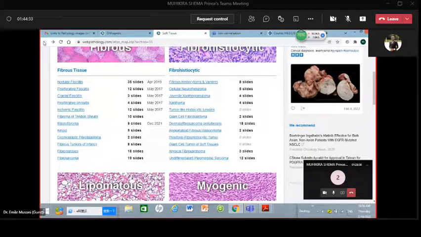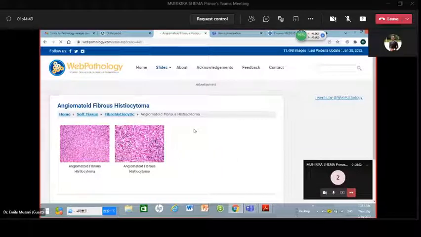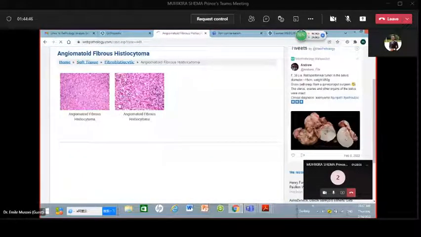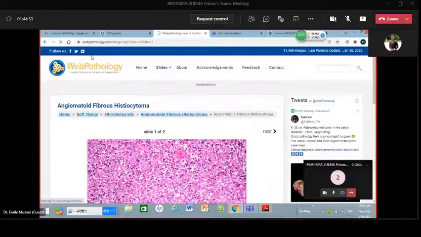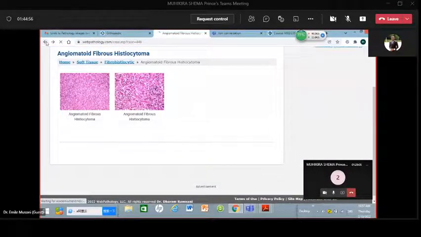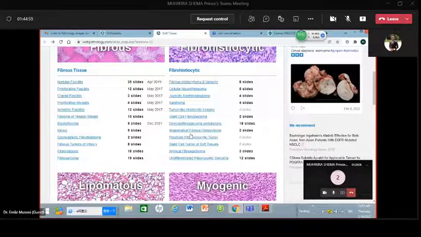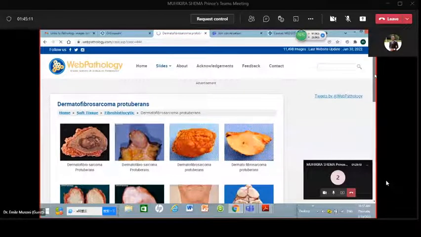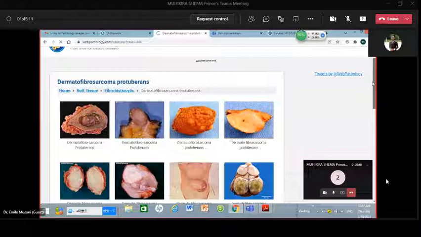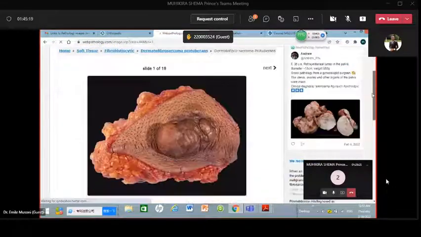Let us see an image where it is malignant, like this one. But this one is still benign. Dermatofibroma, Dermatofibrosarcoma protuberans, this one is common. You see how it looks on the skin. This is the fat, this is the skin, this is the tumor.